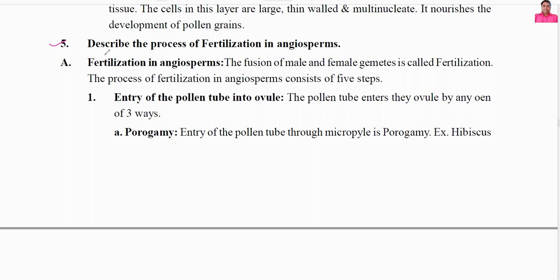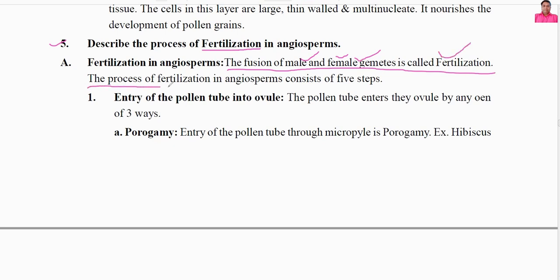So already you know about fertilization. Fertilization means the fusion of male and female gametes. In the flower, the male gamete is the pollen grain, and the female gamete is the egg cell. The pollen grain contains nuclei. So the fusion of male and female gamete is called fertilization.